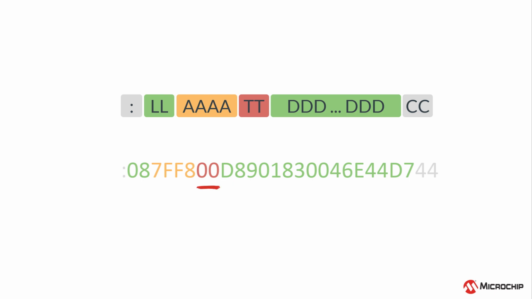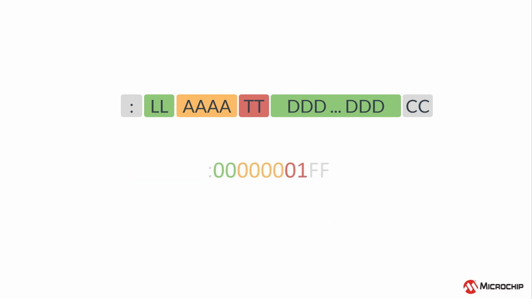This is a type 0 data record. This one happens to have 8 bytes of data at address offset 7FF8. The checksum value was calculated over the bytes starting from the record length to the last byte in the data argument field. Each character pair in a record represents a hexadecimal value. The other common record is a type 1 end-of-file record, which has no data field, hence a data length and address offset of 0. The checksum is FF.